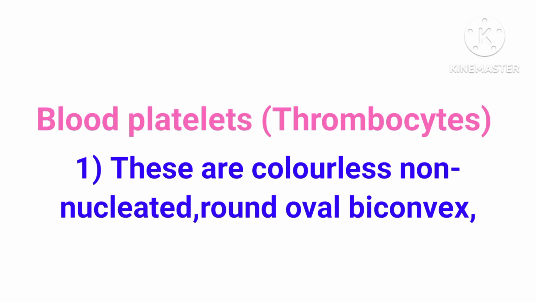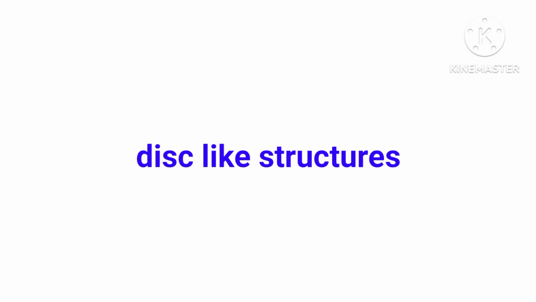These are colorless. Colorless means platelets lack hemoglobin. Non-nucleated means platelets are produced from megakaryocytes, special cells in bone marrow, and lack a nucleus. Round means circle or oval. Biconvex disc means having concave faces on both the sides.